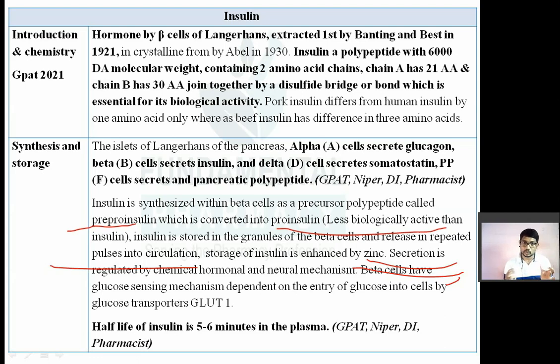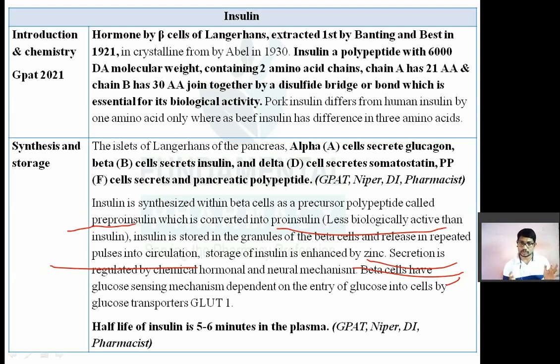So glucose transporters are there on the beta cells of Langerhans, which give entry to glucose inside the beta cell. As soon as glucose goes inside, the potassium level inside decreases. Then depolarization occurs, and after depolarization, the calcium that is released causes exocytosis of the pancreatic beta cells, and insulin is released. I am going to explain that to you again now.